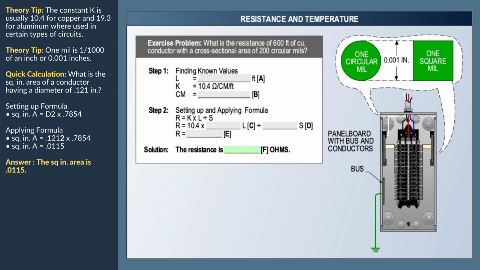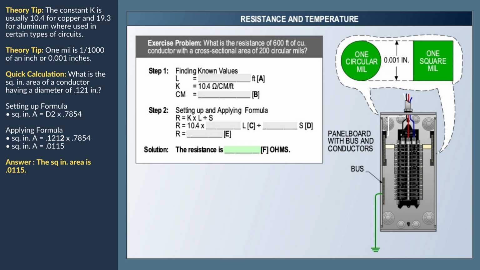In step 1, finding resistance, we will use the following formula. R, which is the resistance, equals K, which is the constant, multiplied by L, which is the length, then divided by S, which is the cross-sectional area. Based on the values, R equals 10.4 ohms, which is the constant, multiplied by 400 feet, which is the length, then divided by 100 circular mils, which is the cross-sectional area. Therefore, the resistance is equal to 41.6 ohms.